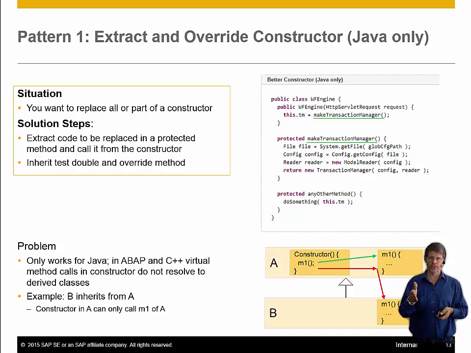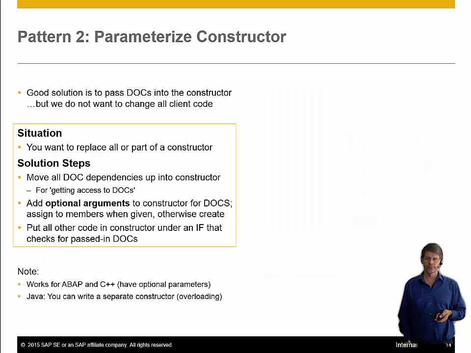I shouldn't say test double, that's wrong. When you create a test, you don't create the workflow engine, but a workflow engine test, which is a subclass which just overrides this one method. So then you got rid of this one piece of code that you don't want.